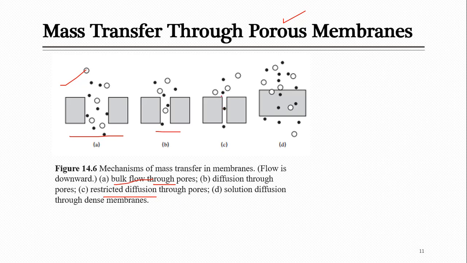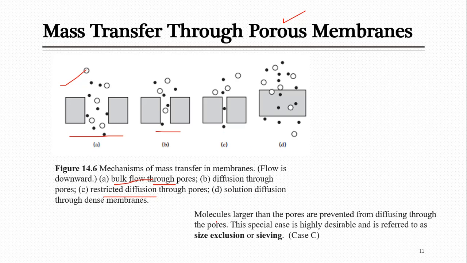Restricted means it allows only some of the molecules which have lower size or smaller pore diameter compared to this pore size. They will pass through this, but others with larger size can't pass through. So here also good separation will take place. Molecules larger than the pores are prevented from diffusing through the membrane. Definitely if they are larger, they can't pass through, and they will be retained on its surface as retentate, while others which pass through the membrane will leave as permeate.